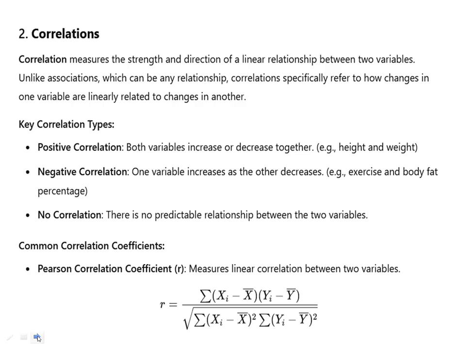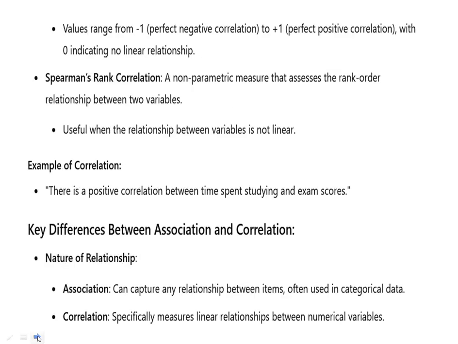The common correlation methods: the Pearson correlation, r equals the summation of (x_i minus x-bar)(y_i minus y-bar), divided by the square root of the summation of (x_i minus x-bar) squared times the summation of (y_i minus y-bar) squared. Its values range from minus one, perfect negative correlation, to plus one, perfect positive correlation, with zero indicating no linear relationship. The Spearman rank correlation is a non-parametric measure that assesses the rank-order relationship between two variables, useful when the relationship between the variables is not linear. For example, there is a positive correlation between time spent reading and exam scores.